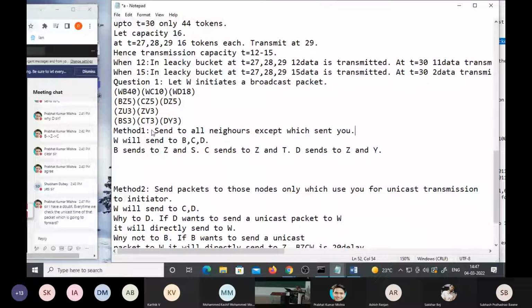Yes, correct. Every time we check it. Is it correct? Yes. So it is very expensive, no? Prabhat? Maybe next time I will teach you the routing table, then it will not be so expensive. Is this all right to you? Yes.